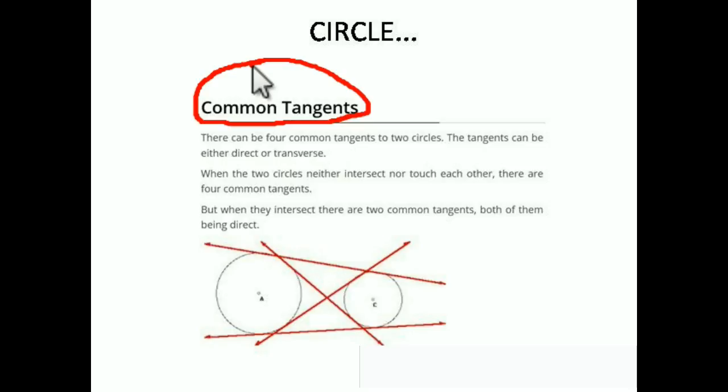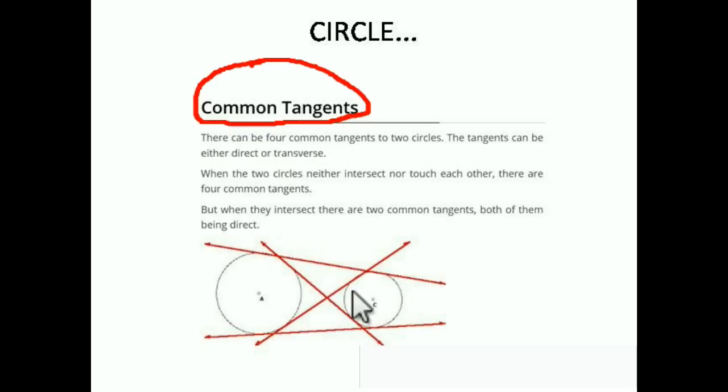Common tangents. Now what do we have? We have two circles here. See in the figure, we have two circles. If we have two circles, then the maximum number of common tangents that can be drawn to these two circles is 4. See, this is the first one, this is the second one, third one, and fourth one. Four tangents can be drawn at maximum if we are talking about two circles only.